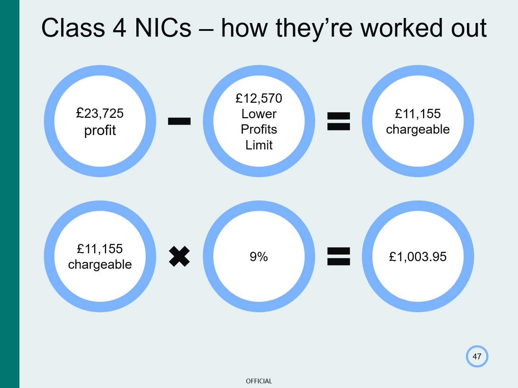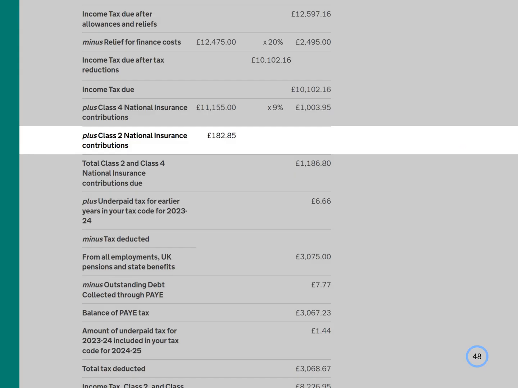If your profits are above the upper profit limit of £50,270, the rate for profits above this amount is 2%. Class 2 national insurance will only show if you've chosen to make voluntary contributions or if your profits were above the lower profits threshold of £12,570 in 2023 to 2024. These are charged at £3.45 for each week that you were registered as self-employed or in a partnership.